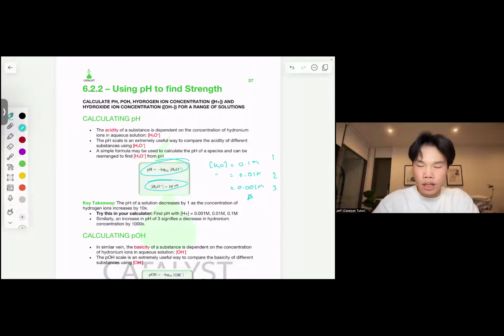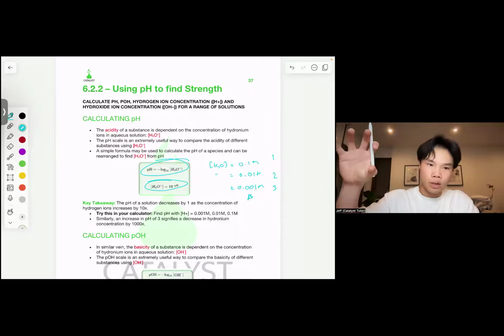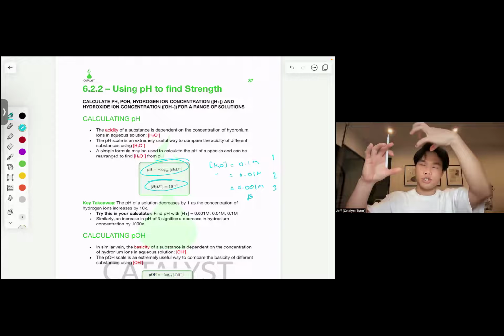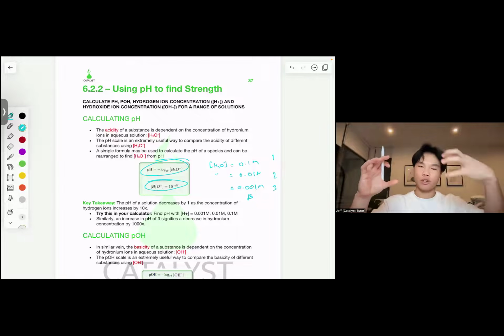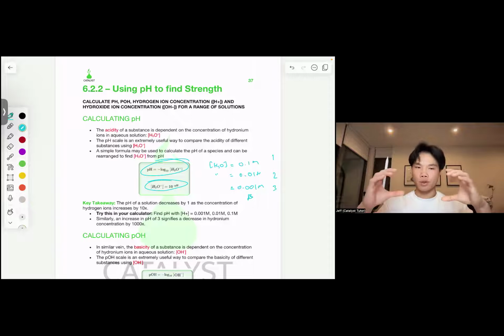Factor of 10. So if we increase pH by 1, go from pH 1 to 2, this means we have a decrease in hydrogen concentration or hydronium concentration by 10 times. That relationship you need to have clear in your head. They love to ask that question.